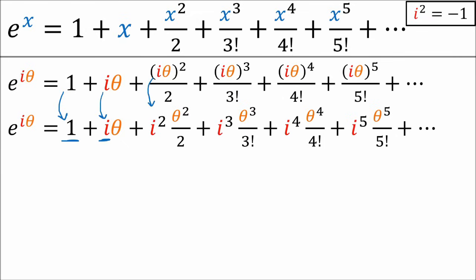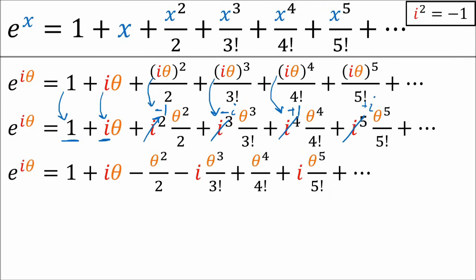The second power gives us i squared, which is -1. The third power gives us i cubed, which is i squared times i, which is just -i. And the fourth power gives us i squared twice, which is -1 times -1 equals +1. This pattern of 1, i, -1, -i repeats forever.